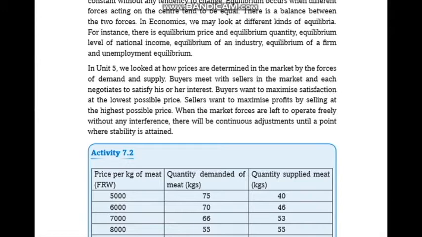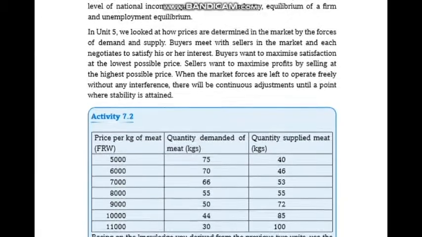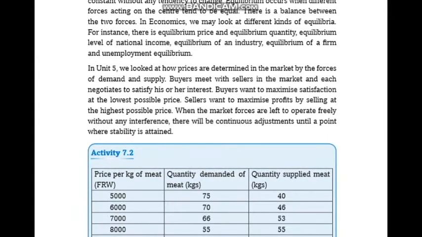In economics, we may look at different kinds of equilibrium. For instance, there is equilibrium price and equilibrium quantity, equilibrium level of national income, equilibrium of an industry, equilibrium of a farm, and an employment equilibrium. Those are the equilibrium that we shall see in this economics.